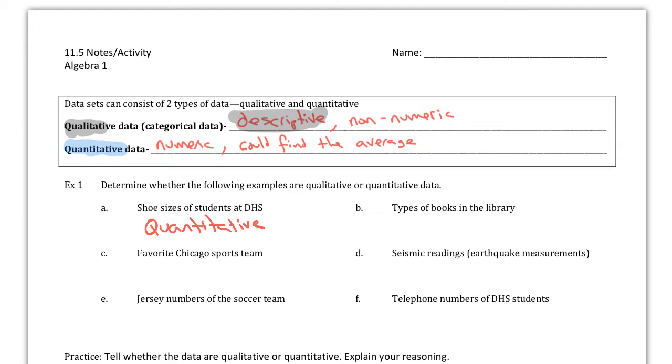B, types of books in the library. Right? Types of books, novels, mystery, nonfiction. Those are qualities, they're descriptive. So this is qualitative. Favorite Chicago sports team. So again, that's not numeric. That would be qualitative as well.